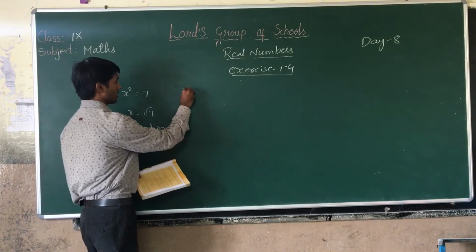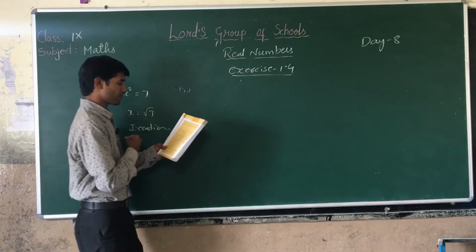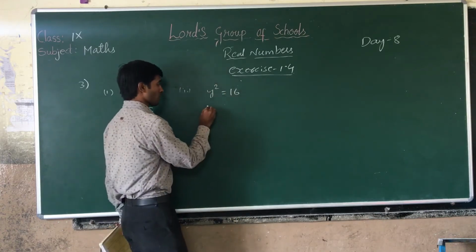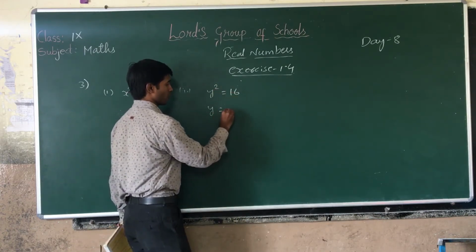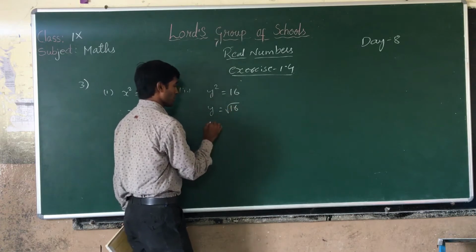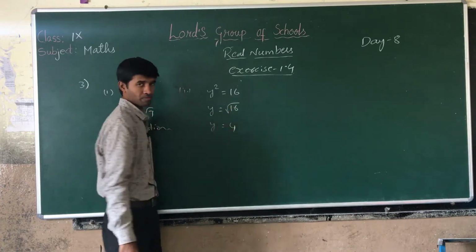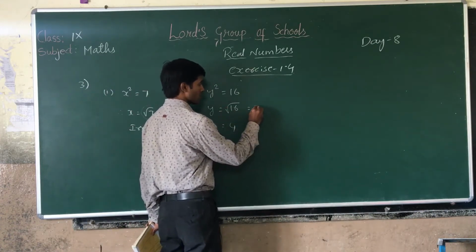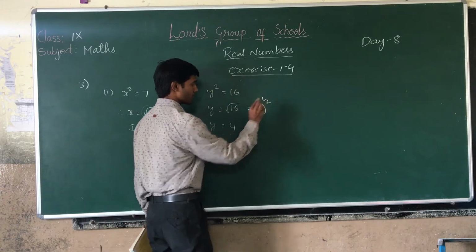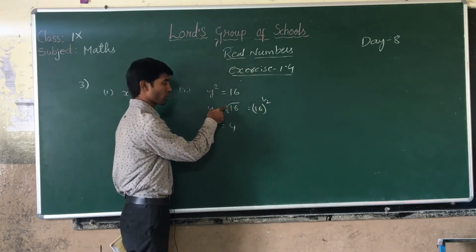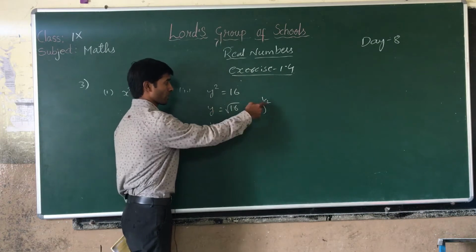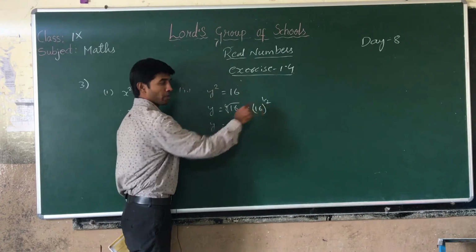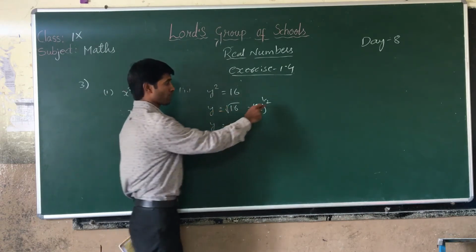Similarly, they have given the second one in the third bit. The question is y square is equal to 16. So y is equal to, if I send the square to the other side, the square root of 16. We know that the square root of 16 is 4. If you have any doubt, you can do it like this. Square root means 16 power 1 by 2. When you remove the square root, you get power 1 by 2. For a cube root, you get 1 by 3. For a fourth root, you get 1 by 4. As it is a square root, you get 1 by 2.